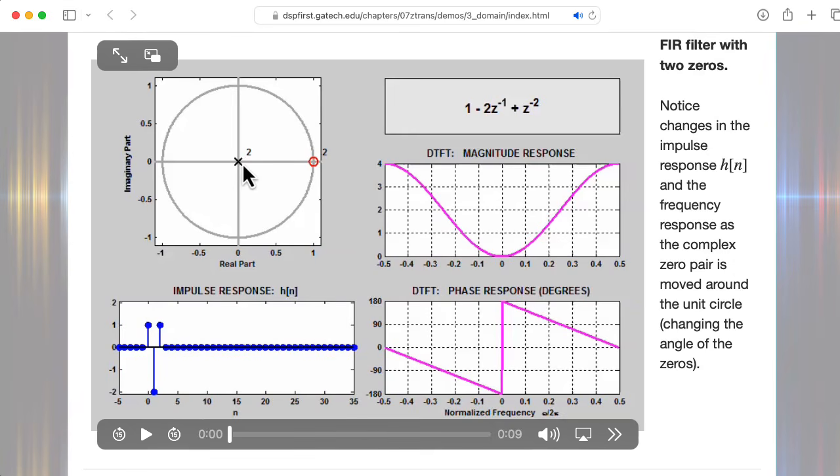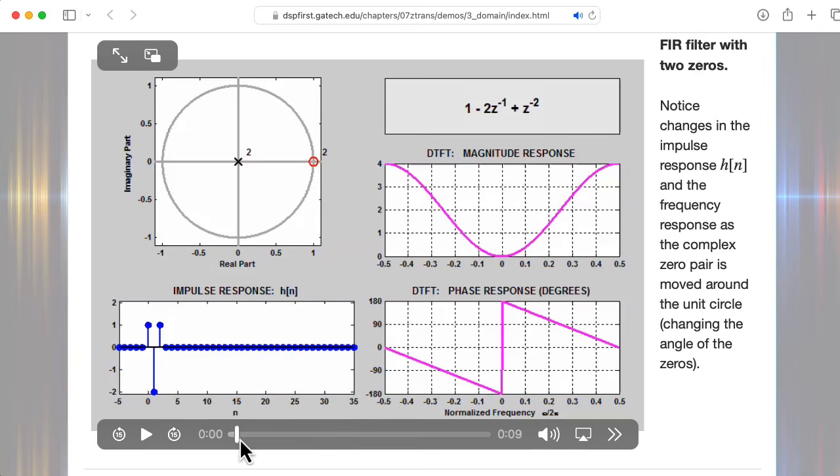In the upper left-hand corner, we have a pole zero plot. Now, because these are FIR filters, all the poles will be at the origin, so they're not very interesting. And over here, we have magnitude and phase plots for the frequency response. So to start with, we have two zeros at z equals 1. So that's an angle of 0, which corresponds to the frequency of 0. So we get a null at DC.